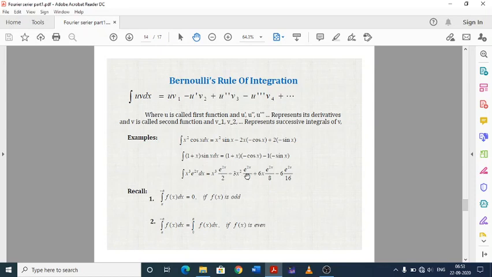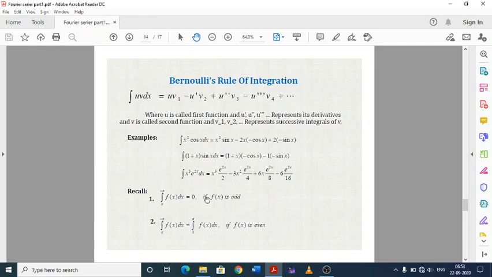So 1 by 2 into e power 2x by 2, that is e power 2x by 4, plus differentiating 3x square you get 6x, into e power 2x by 4 that you already have in the denominator. Integrating e power 2x you get e power 2x by 2, so that will be e power 2x by 8, minus 6 into e power 2x by 16 similarly. Next, if you continue, you get 0, so I will stop here.